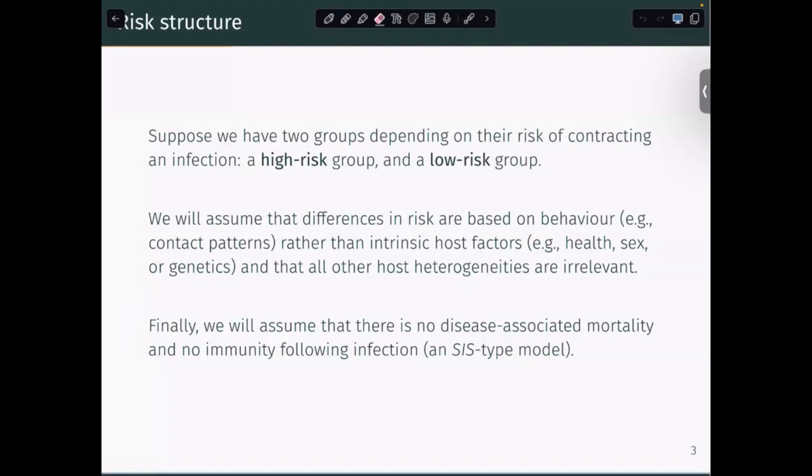Okay, so we're going to assume that these differences, these heterogeneities, are all based on behavior. This doesn't have to be the case in general, but these are not intrinsic host factors. By intrinsic, I mean something at, say, a genetic level. So this could be related to their sex, it could be related to their prior health, or any sort of genetic component. So it's nothing intrinsic, it's all about their behavior. We're also going to assume that all other heterogeneities are irrelevant.